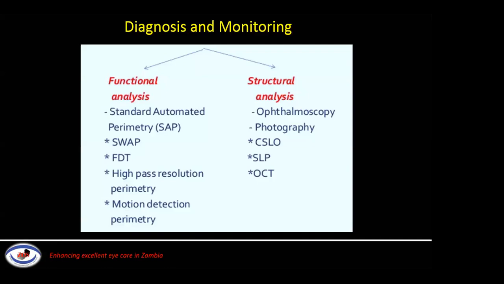So for diagnosis and monitoring of glaucoma, we can use functional analysis as well as structural analysis. Under functional analysis, we have the standard automated perimetry. We cannot really use it to detect pre-perimetric glaucoma because we only use it when about 50% of the retinal ganglion cells are lost. Then we also have the short wavelength automated perimetry. We also have the high pass resolution, the motion detection perimetry. Then under structural analysis, we have the ophthalmoscope and also photography. For this one, we can use OCT. So the main focus for today is OCT.